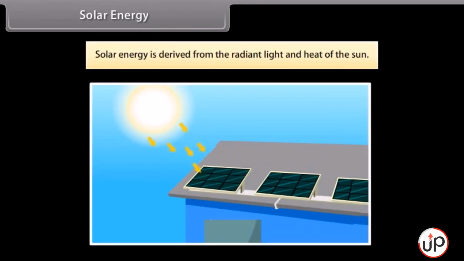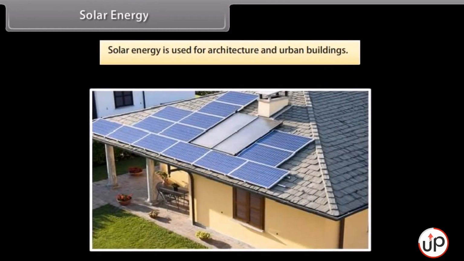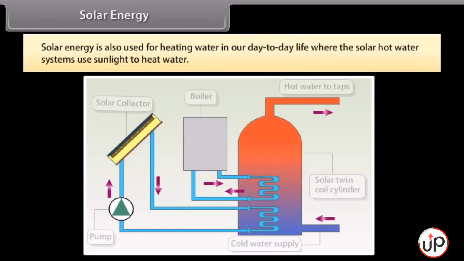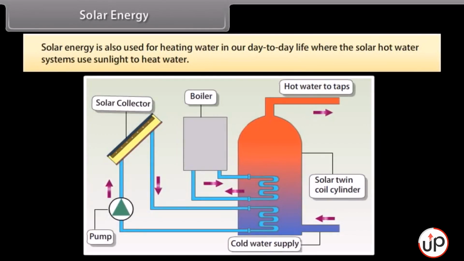Solar energy. Solar energy is derived from the radiant light and heat of the sun. It has been used by humans since ancient times for a range of technologies. Solar energy is used for architecture and urban buildings. Solar energy is also used for heating water in our day-to-day life, where the solar hot water systems use sunlight to heat water. In low geographical latitudes, the domestic hot water usage is provided for with temperatures up to 60 degrees Celsius by solar heating systems.